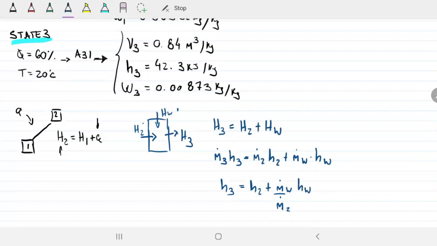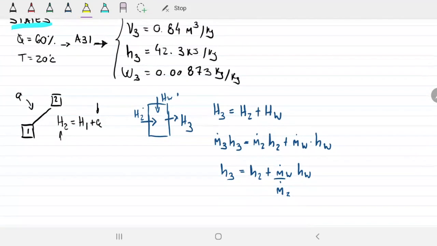We can do that, but we kind of stop there because we have H3, but we don't have the other things yet. So we need to find the mass flow rate 2, which we can, and the mass flow rate of water, so we can continue on this equation. Let's go ahead and do that. Let's find this one here.